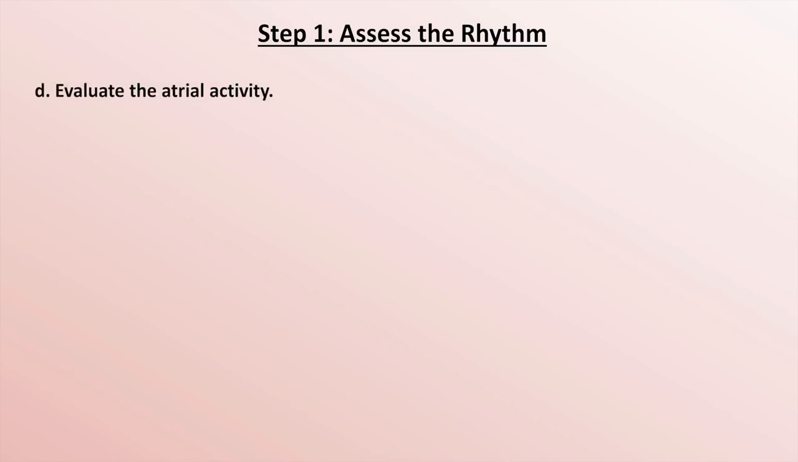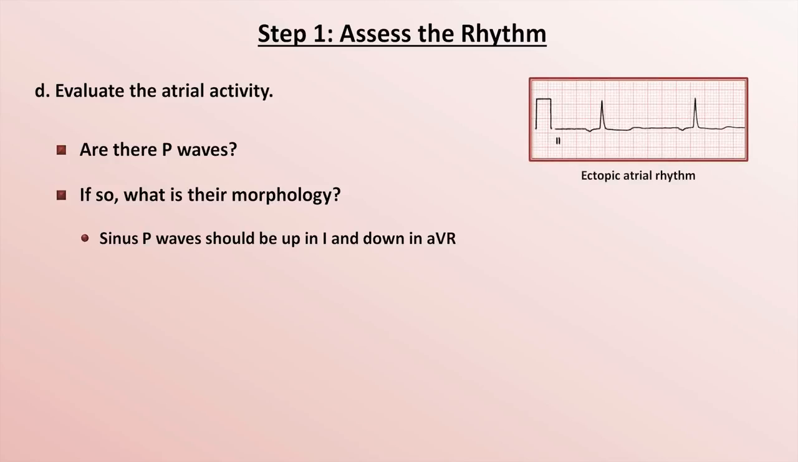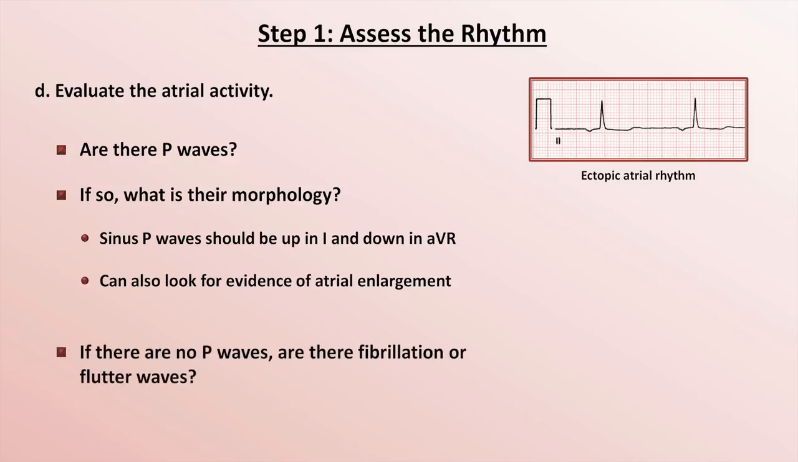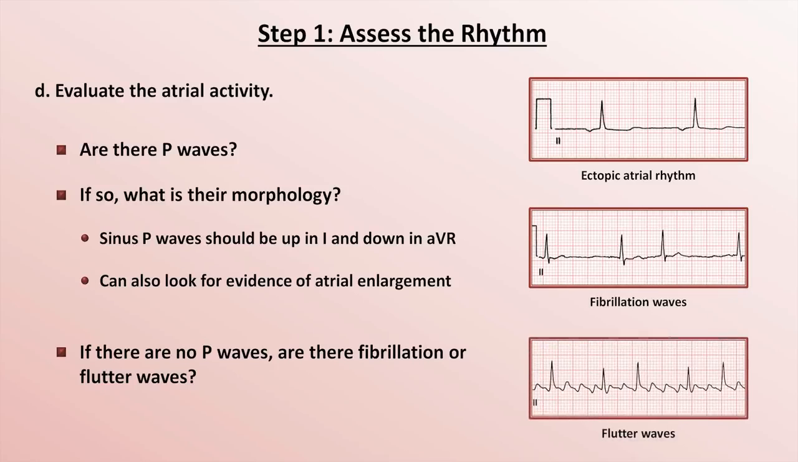Evaluate the atrial activity. Specifically, look for P waves. If they're there, what is their morphology? Sinus P waves should be upright in lead 1 and down in AVR. If they do not display this polarity, it strongly suggests that the origin of the P waves is somewhere other than the sinus node. When looking at P wave morphology, also take a moment to look for evidence of atrial enlargement. If there are no P waves, look to see if there are fibrillation waves, which are typically very small amplitude, irregular undulations in the baseline, or if there are flutter waves, typically described as sawtoothed and easiest to see in the inferior leads or occasionally in lead V1.